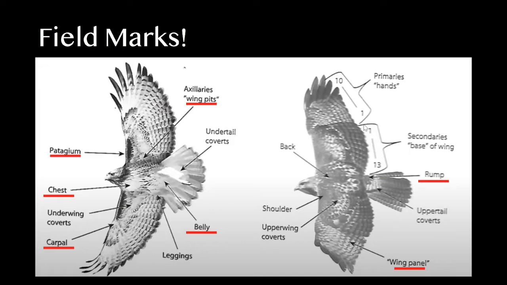On the back side here, we have the rump, bird booty as I like to call it, and wing panel, which is a pale spot of light that is present on some birds when backlit. I like to think of it as a little window to the sky. Now I know you're probably thinking, oh, enough with this field mark stuff. Let's talk about some actual birds.